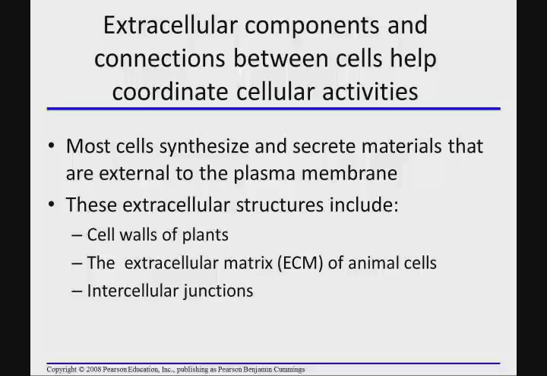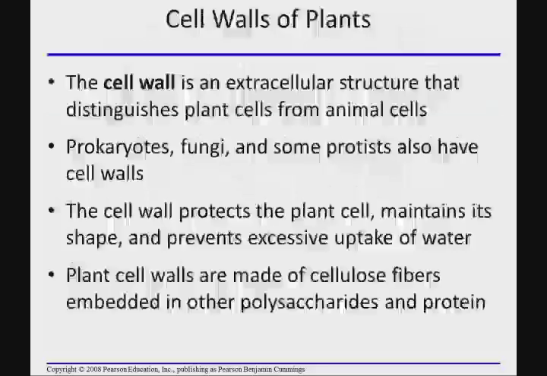Now, looking at eukaryotic cells specifically, again, we have the cell walls of plants. We're going to look at the extracellular matrix, or the ECM, of animals, and then we're going to look at intercellular junctions to kind of summarize this particular talk. Now, we'll start with the cell walls of plants.